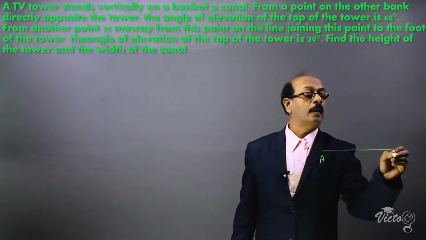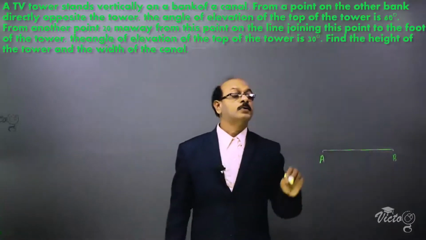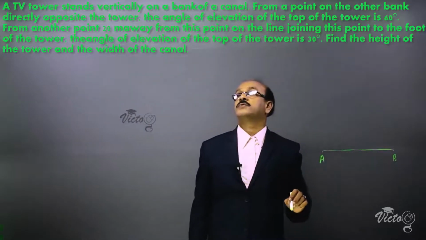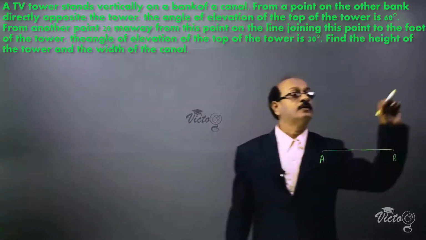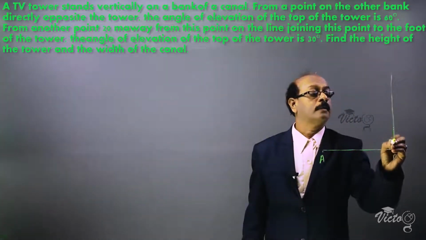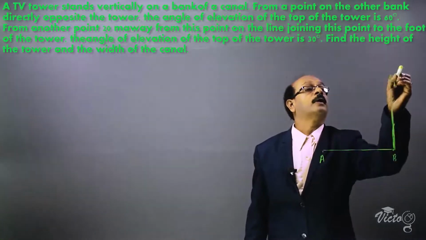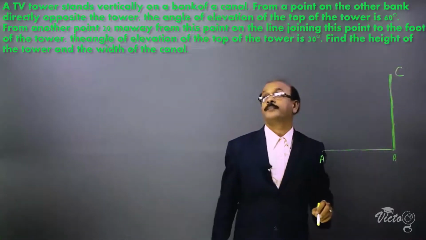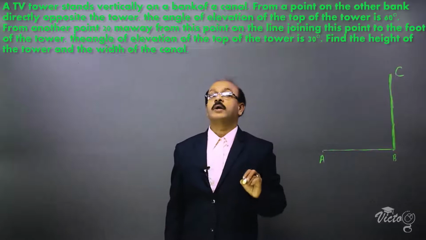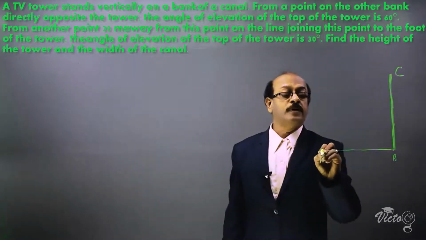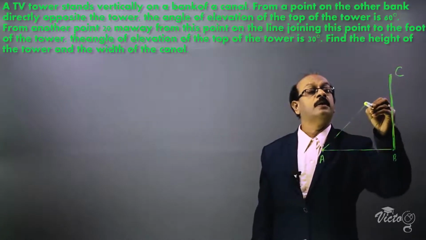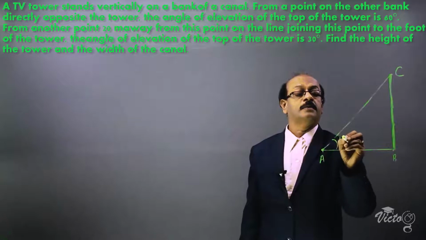Let AB be the canal. So AB is the width of the canal. On either side, a TV tower stands vertically on the bank of the canal. Let this be the TV tower, taking BC as the TV tower. From a point on the other bank, directly opposite the tower, the angle of elevation of the top of the tower is 60 degrees. Here it is 60 degrees.